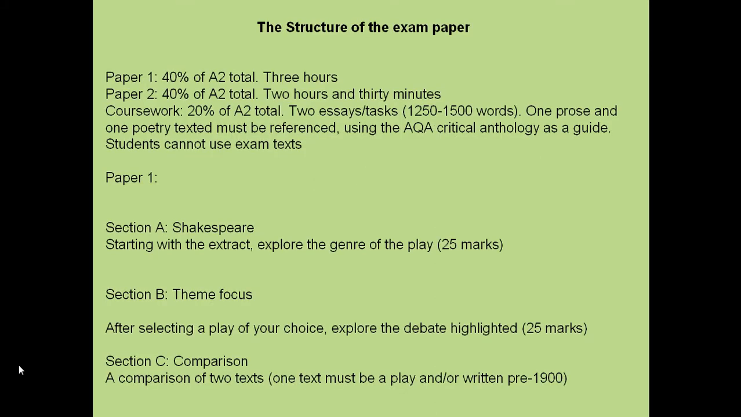So paper 1, which is 40% of your entire A level, is a 3-hour length examination. Paper 2, also worth 40%, 2 hours and a half. And obviously your coursework then is a remaining 20%. The paper itself is split into 3 sections, each of an equal weighting of 25 marks. First is on Shakespeare, the second is a themed focus, and the last section is a comparison.